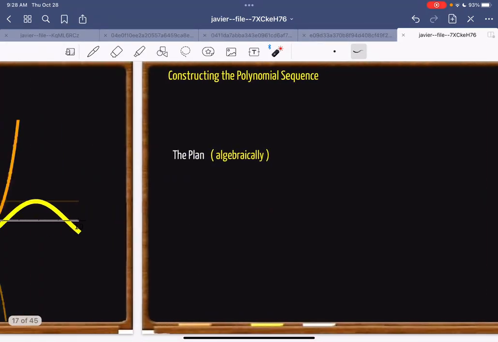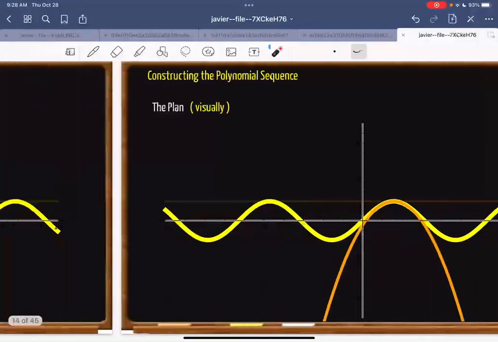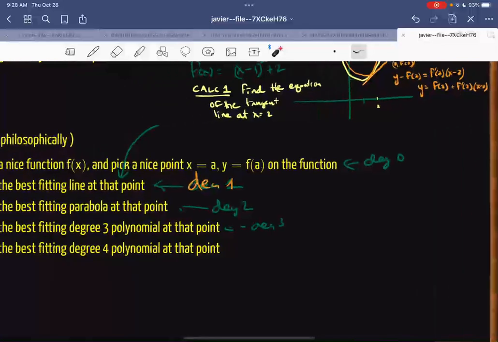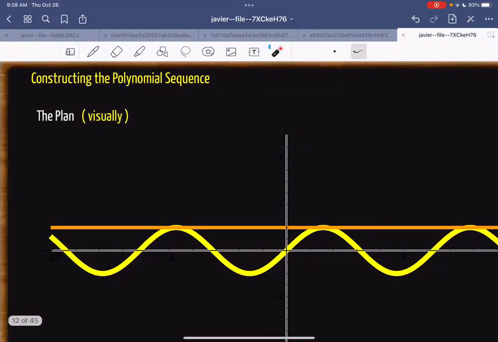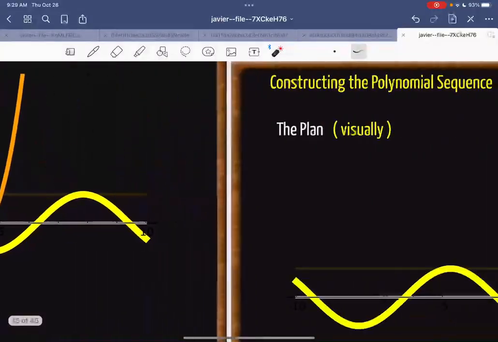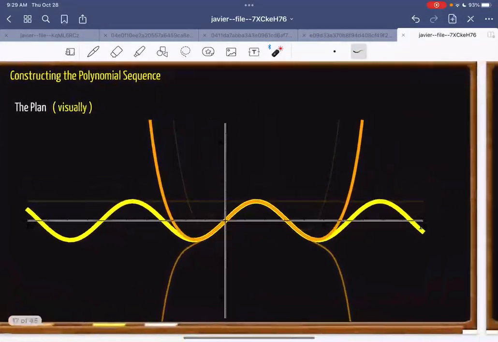Okay, that's visually, that's philosophically. We asked that it matches. Philosophically, we find the best degree 1, the best degree 2, the best degree 3. Visually, you're making the graphs match better and better using only polynomials. This is degree 1 polynomial, this is degree 2 polynomial, etc. Finally, let's do it algebraically.